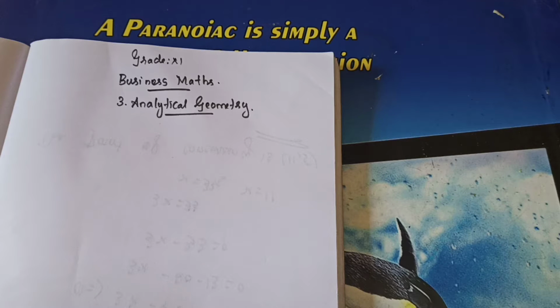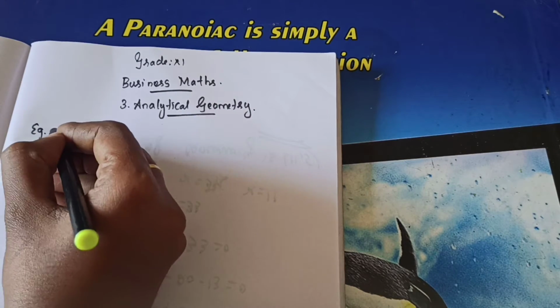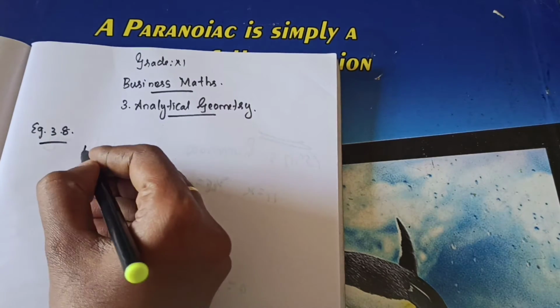So in this third chapter, second exercise, we are doing 2 examples. Up to example 3.7 we have completed, so we'll start from example 3.8. Listen here, example 3.8.